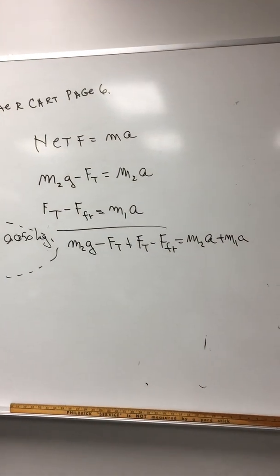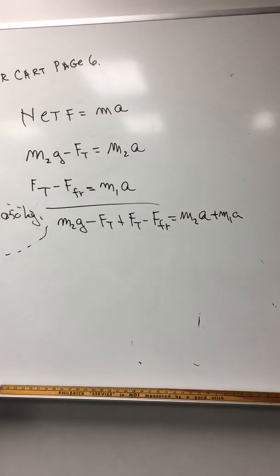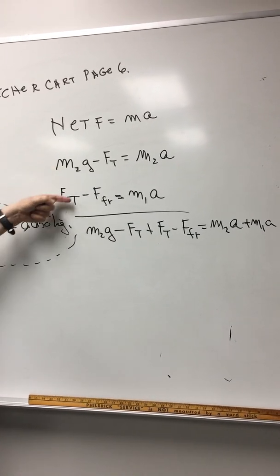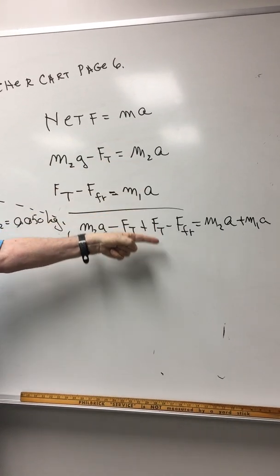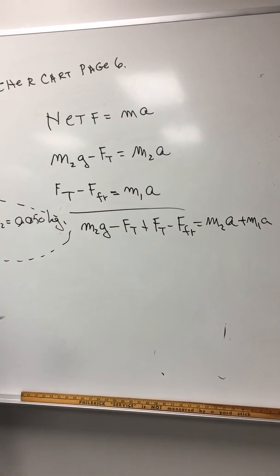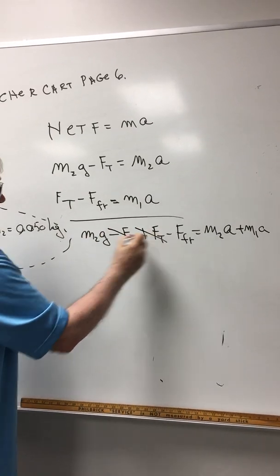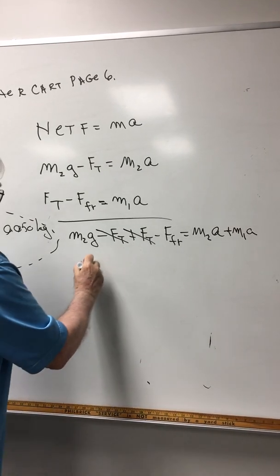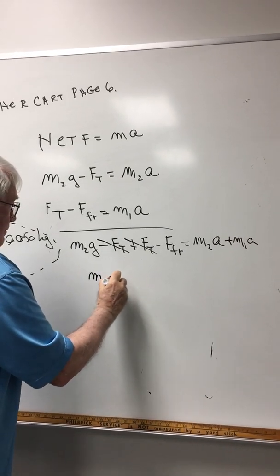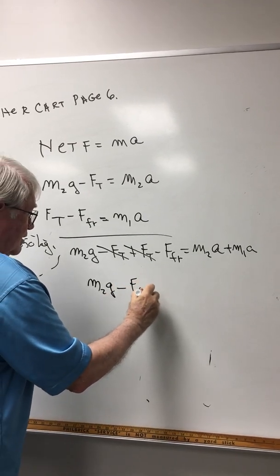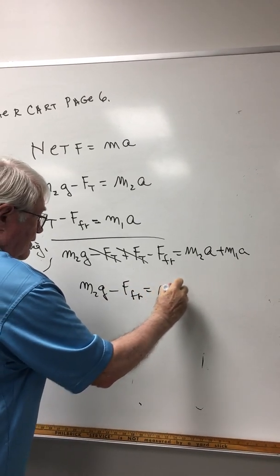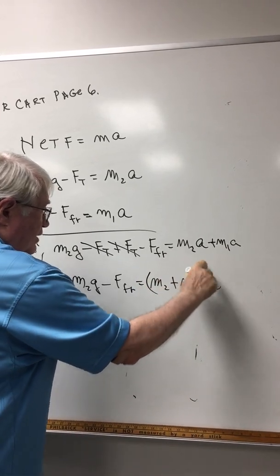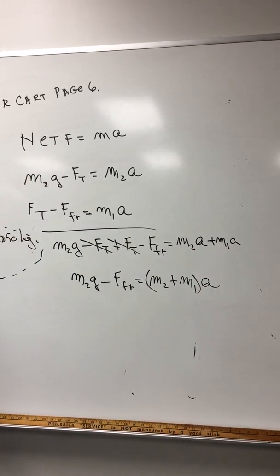As you can see with this equation, let me go more slowly though. We have this one plus this one plus this one is equal to that one plus that one. And then the tension is going to cancel out. So we end up with m2g minus the frictional force is equal to m2 plus m1 times a, because I can factor out the a from that side of the equation.